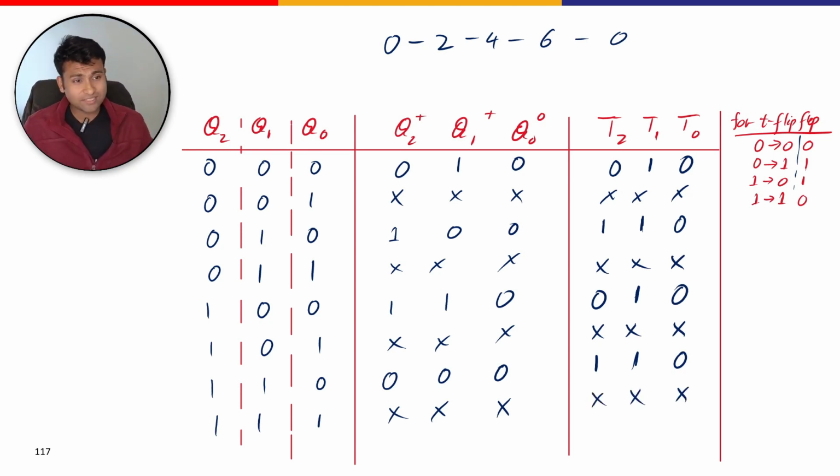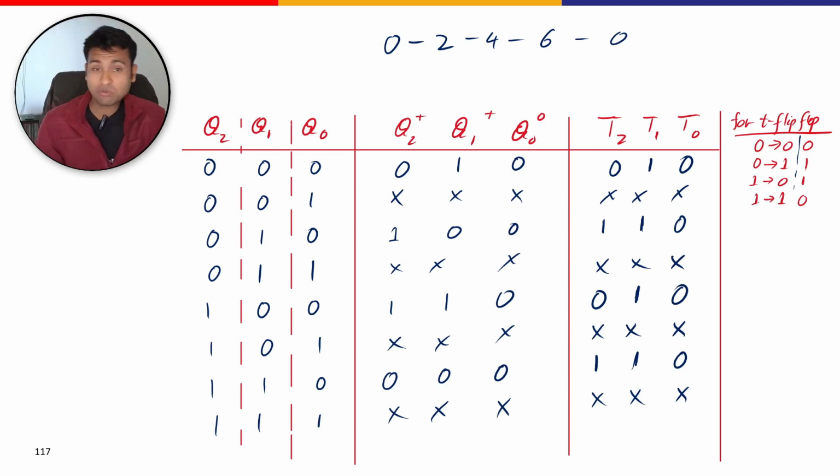So now what's the next step? The next step is to figure out, based on this truth table, what should be the values of T2, T1 and T0. I always tell my students, before jumping into K-maps, to just try to observe the truth table once. If you carefully notice, it's just a puzzle.